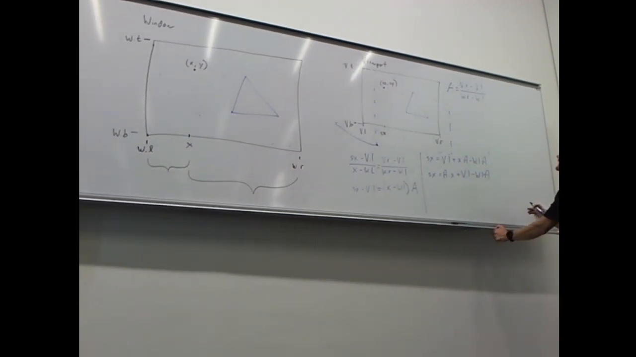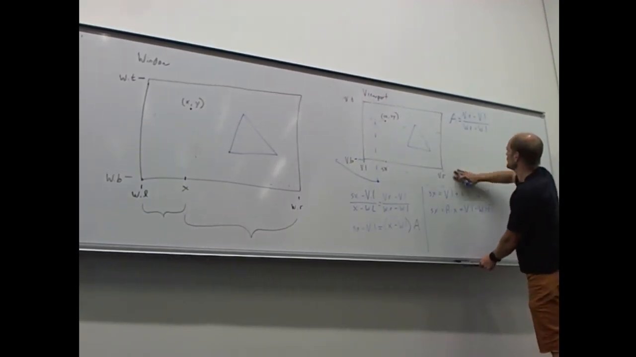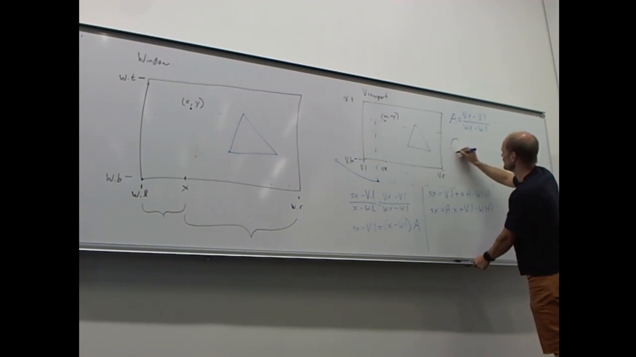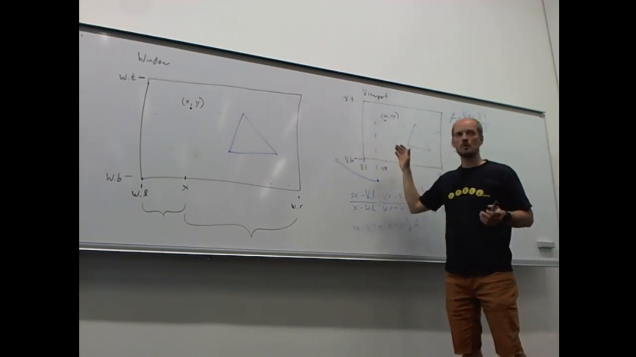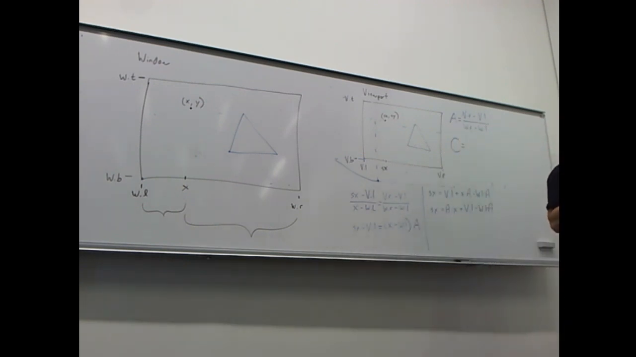I'm going to add one more thing here. I'm going to make another constant here called c. It's not a constant, but it's a variable with a value that we can calculate for a certain window and viewport and then use from then on.